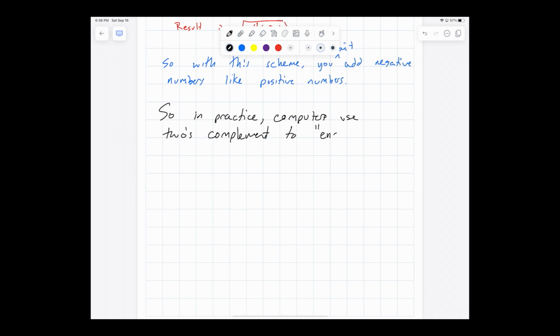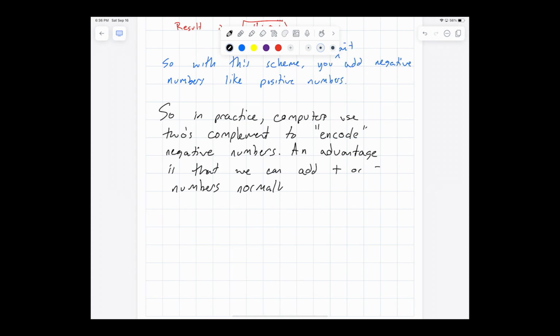So we use 2's complement to encode negative numbers, but don't think of it that way. The advantage is that we will just be able to add negative numbers and positive numbers, plus or minus numbers normally, and just get the right answer. All right, so that is why we want 2's complement.